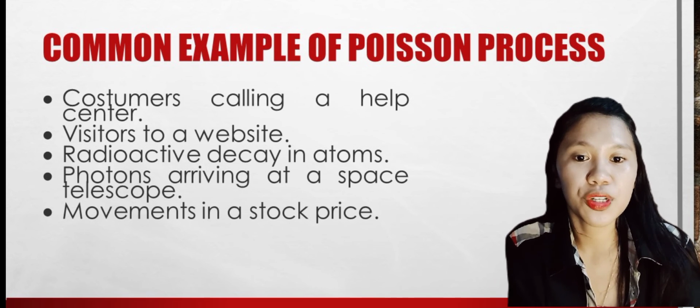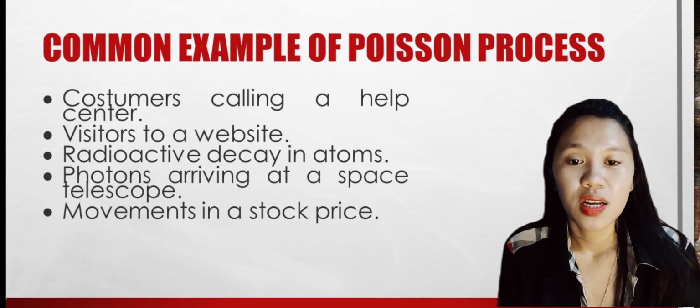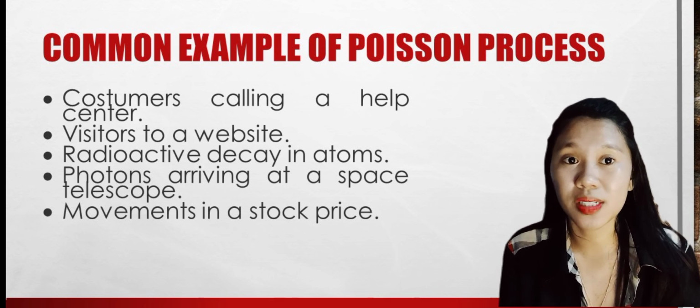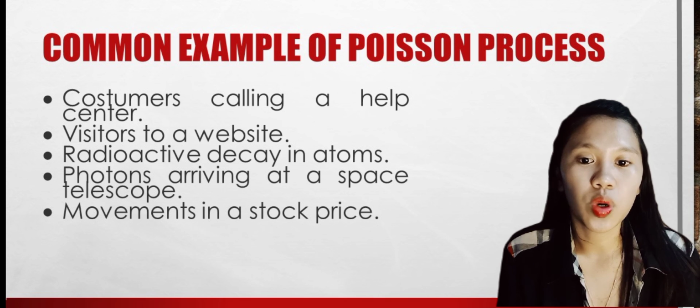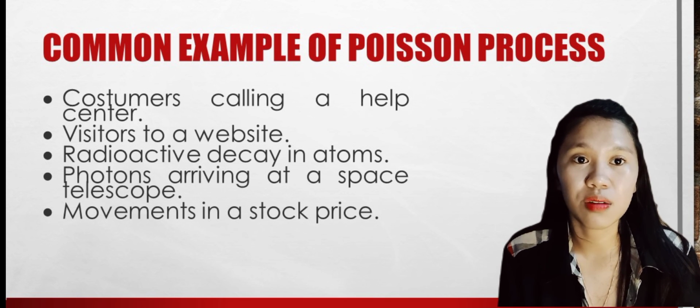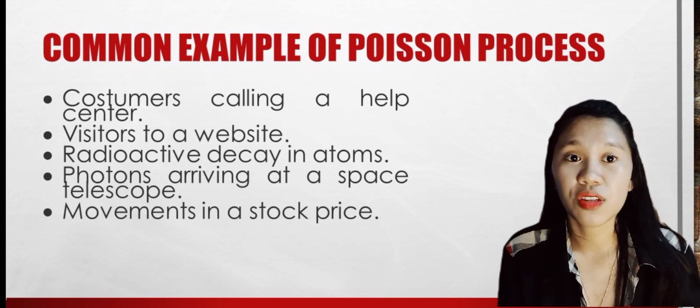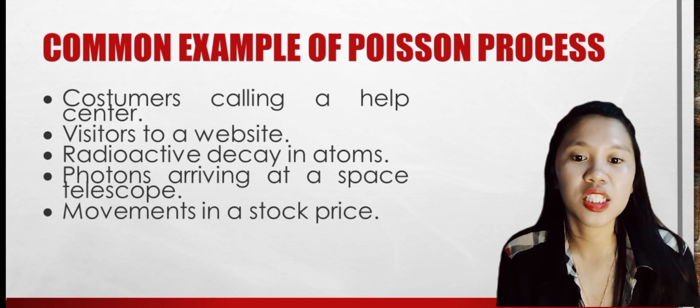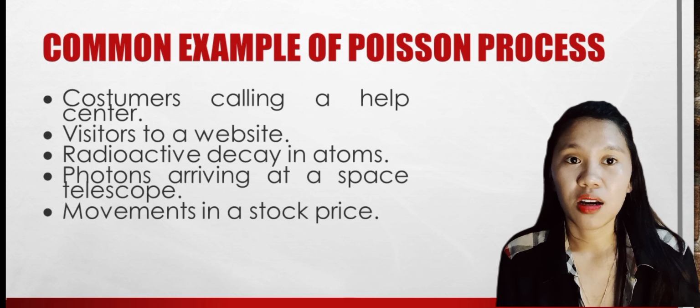For the Poisson process, there are common examples given. First is customers calling a health center. Second is visitors to a website. The third one is radioactive decay in atoms. The fourth one is photons arriving at a space telescope. And the last one is movements in a stock price.